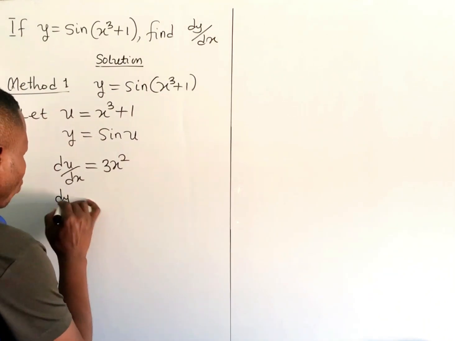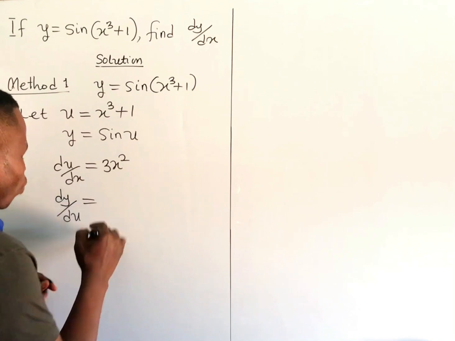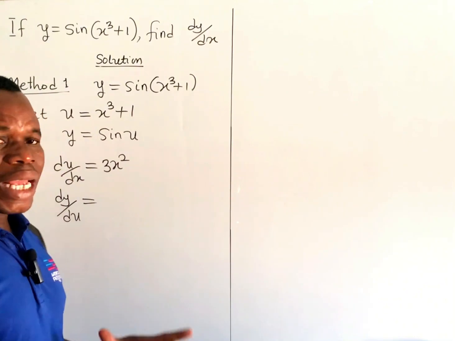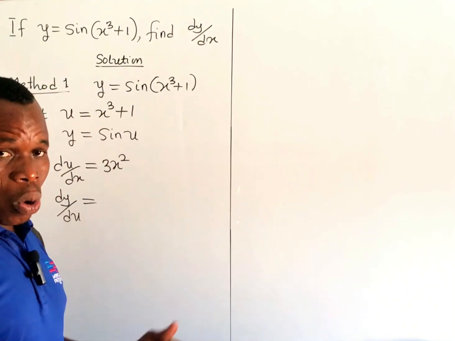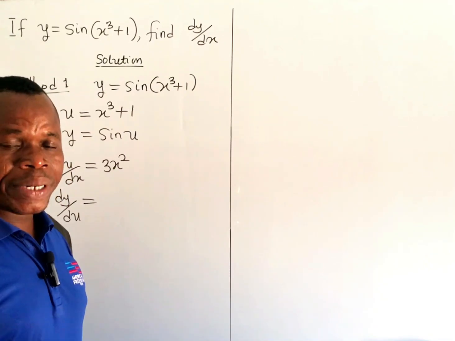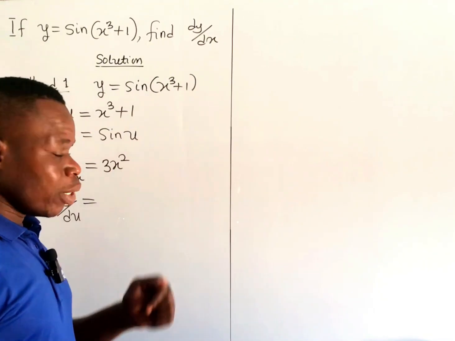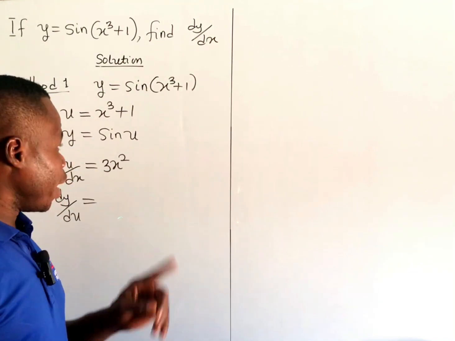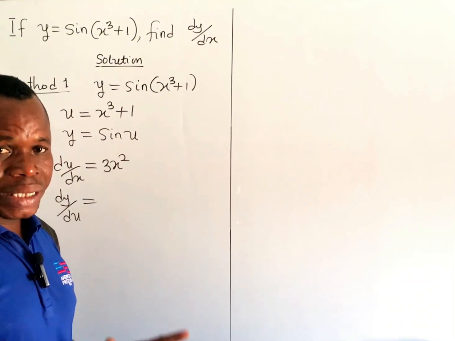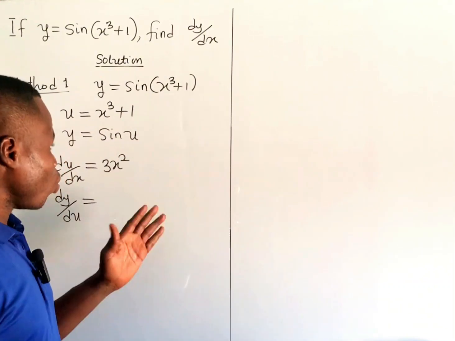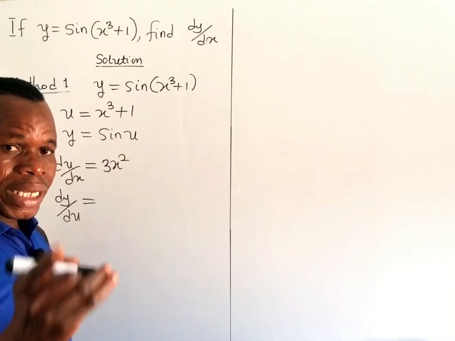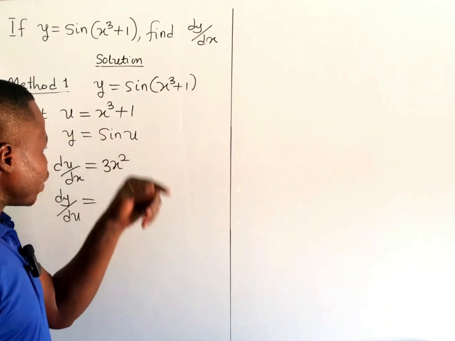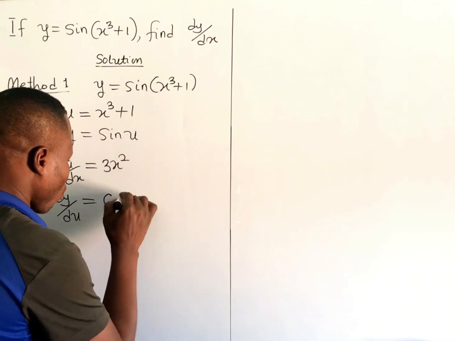With respect to u, here will be dy du is equal to the differential of sine u. In one of my previous videos, we have learned how to differentiate sine and cos using first principle approach. And in that video, we said that the differential of sine is equal to cos, and the differential of cos is equal to negative sine. You have to get that video and watch so that you know how we came by saying that the differential of sine is cos and the differential of cos is negative sine. So if I differentiate sine u, I will get cos u.